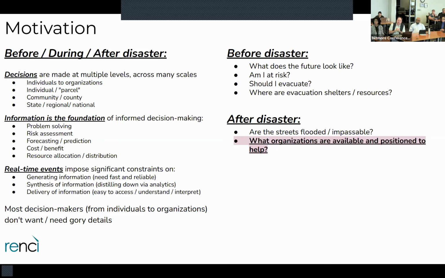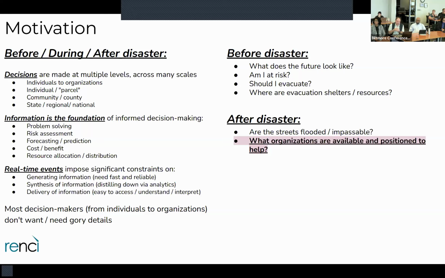The column on the left is the same, but on the right-hand side, before a disaster, one might ask, well, what does the future look like? By that, whether it's the individual or the organization, one is thinking, how might I be impacted by this event, and particularly, am I at risk? And if I'm at risk, risk is never zero, right? So the question is, how large is the risk? And given that assessment of risk, what should I do? Should I evacuate? Should I move furniture? And maybe more importantly, where are things like evacuation routes and shelters?